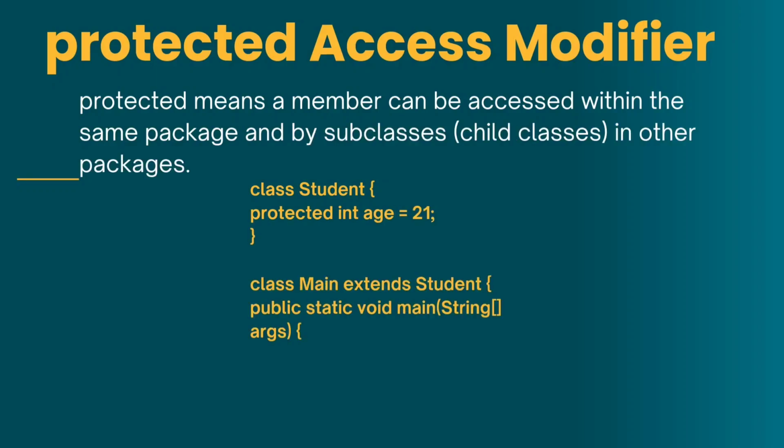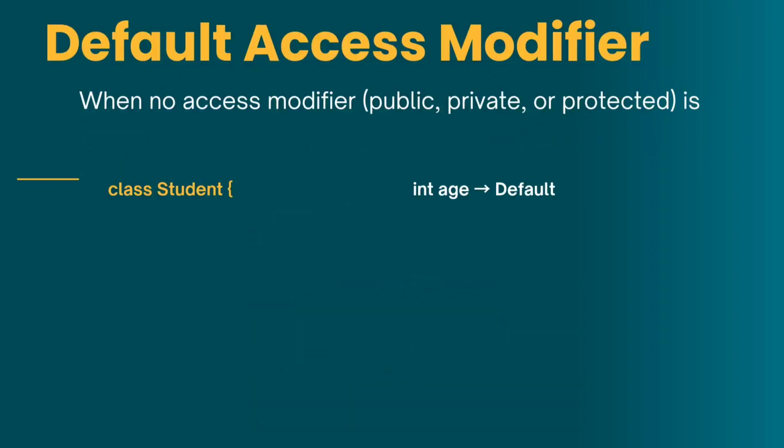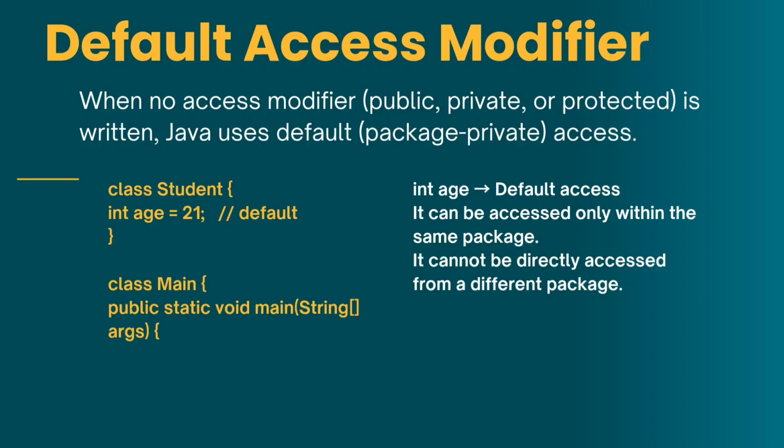Protected access modifier. Protected means a member can be accessed within the same package and by subclasses, that is child classes, in other packages. Class Student has protected int age. Class Main extends Student, public static void main, Main m = new Main(); System.out.println(m.age).